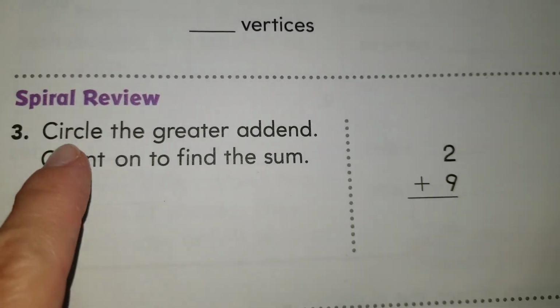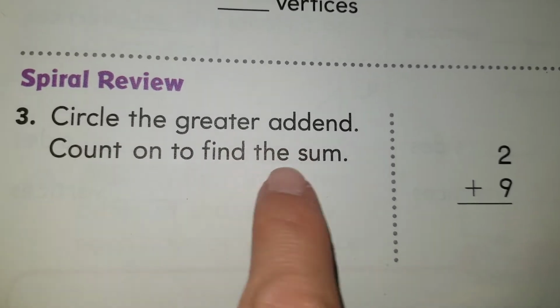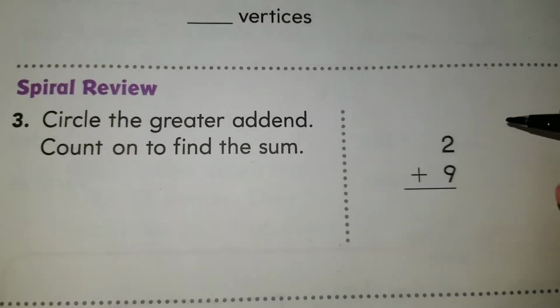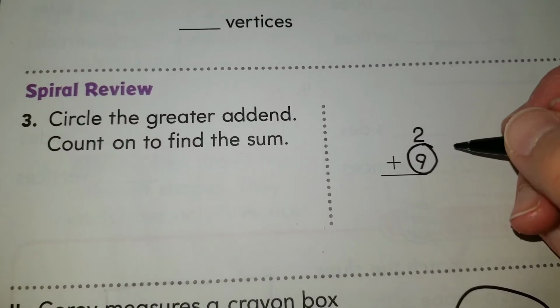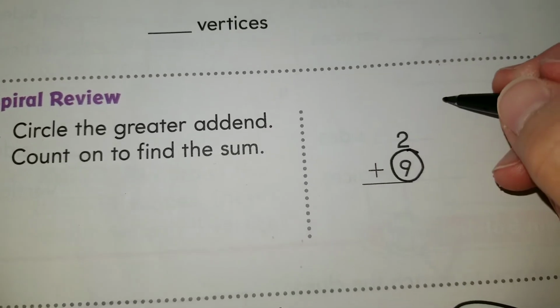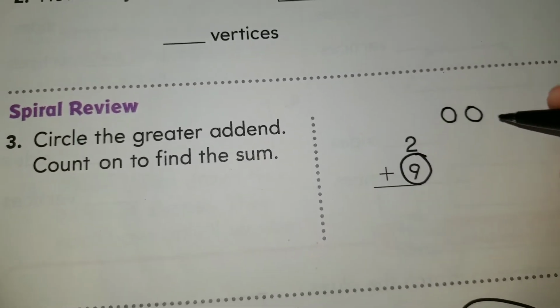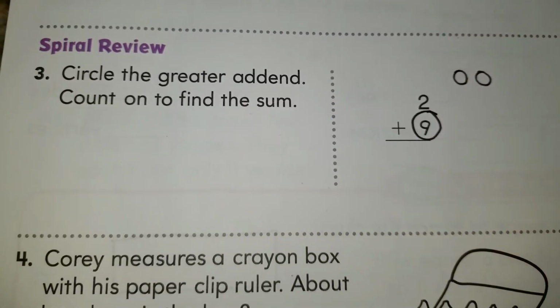Number 3, circle the greater addend. Count on to find the sum. Which one is the greater addend? 9. So we circle 9. We put 9 in our head. We're going to count 2 more. 2 more after 9. So you're going to add 2 more to 9. What number goes after 9? And then after that number, that will be your answer.